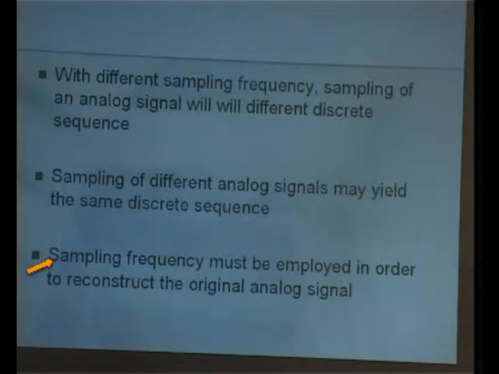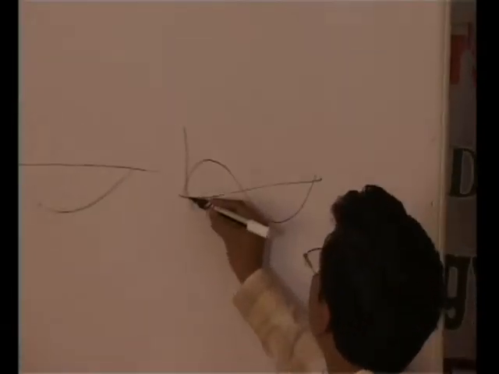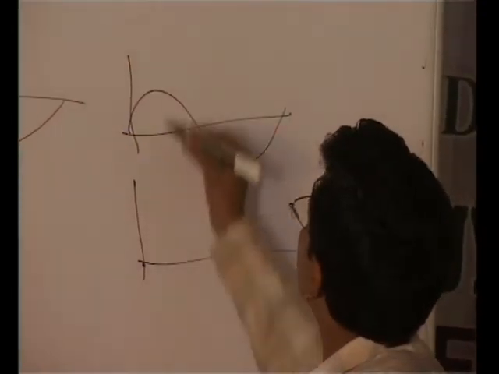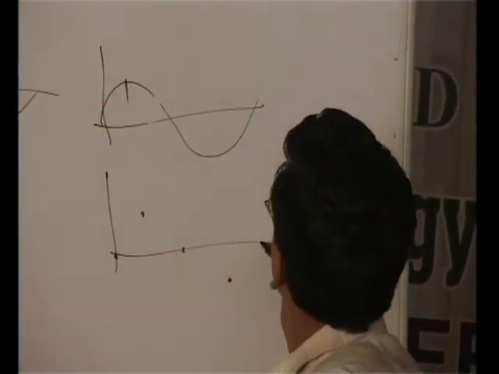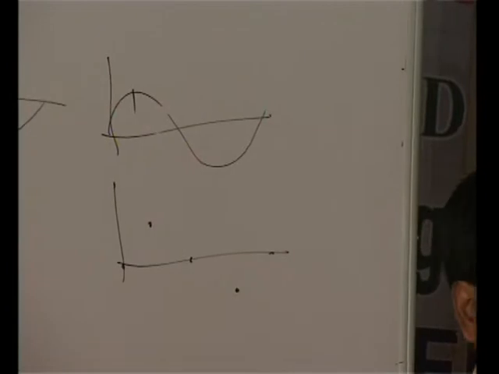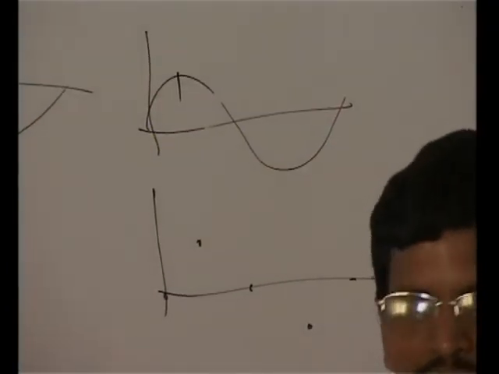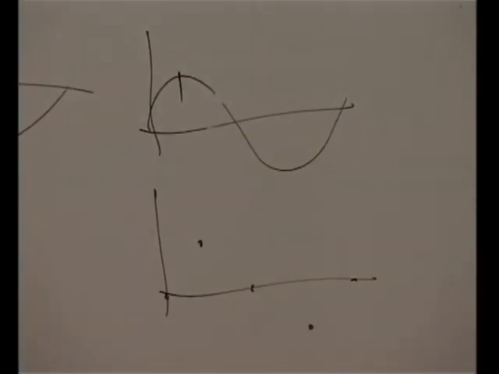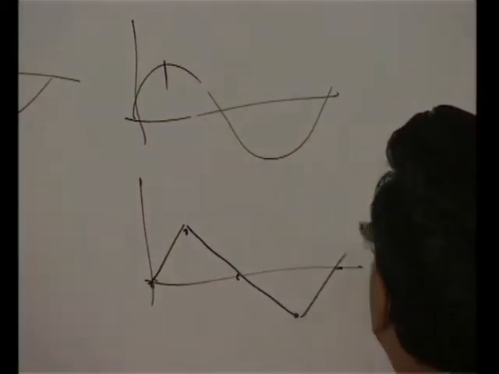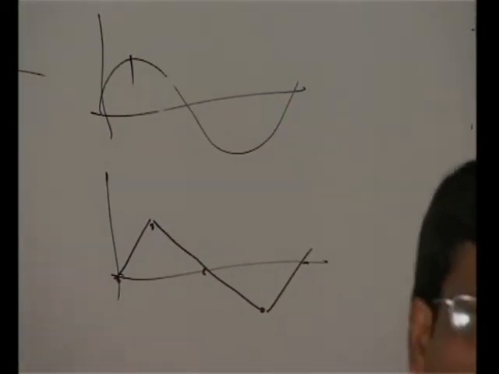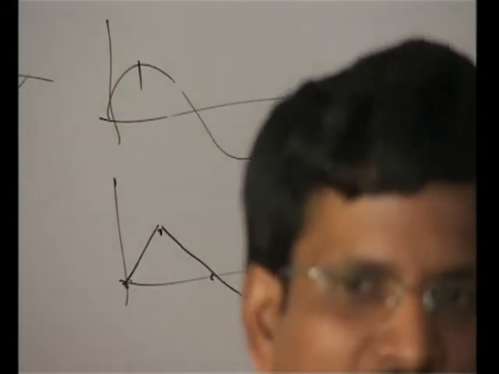Why is reconstruction of a signal important? Now see, suppose I am sampling this signal and I am taking only one sample at the peak, one sample at 0, then one sample here, one sample here. When you reconstruct this particular signal, reconstruct means you want to see what your original signal is, then what will happen? You are getting a waveform of this nature. Now your sinusoidal signal becomes a triangular one.